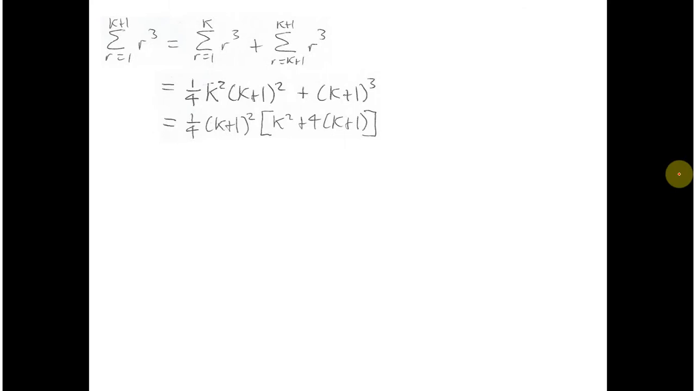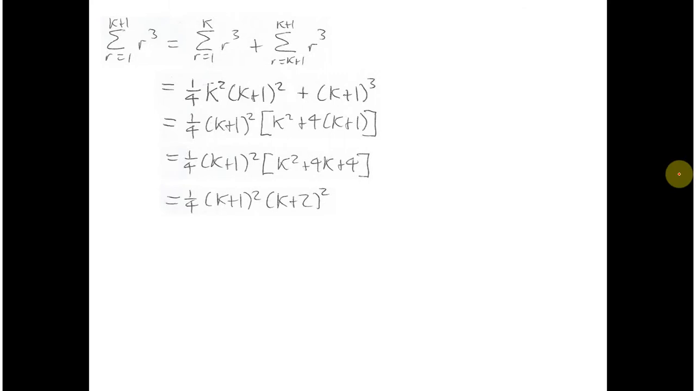Then we multiply out inside that square bracket. So a quarter times (k+1)² times (k² + 4k + 4). And then we factorise that quadratic. So we get a quarter times (k+1)² times (k+2)² as required. So that was what we were aiming to show for the right hand side.